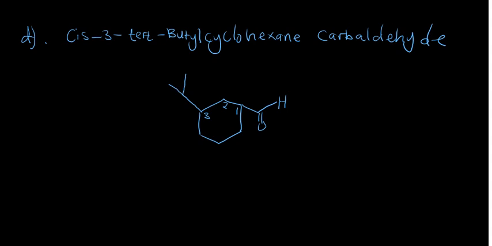Now to show that this is cis, if all these are going to be on the wedge, then this one is also going to be on the wedge, so they're on the same side. Same sides, different color. Here, same side. So this was it on this question.